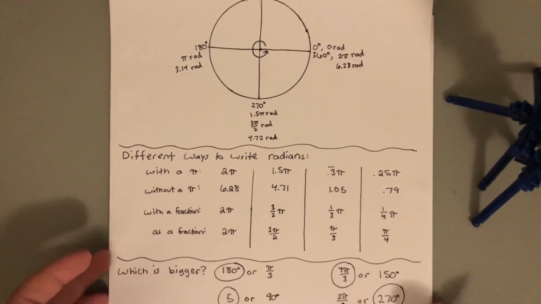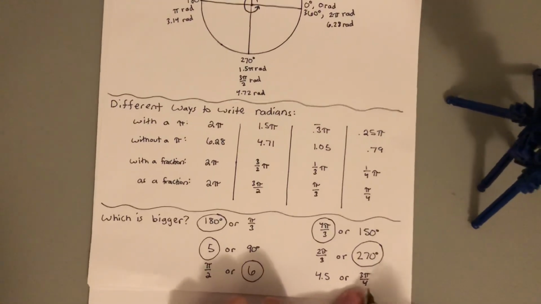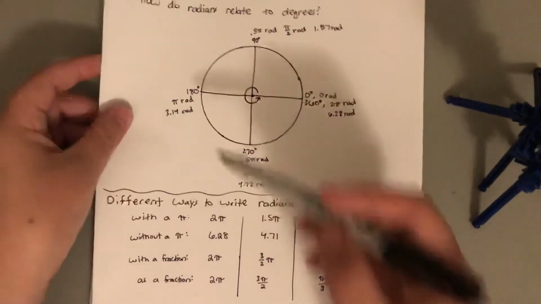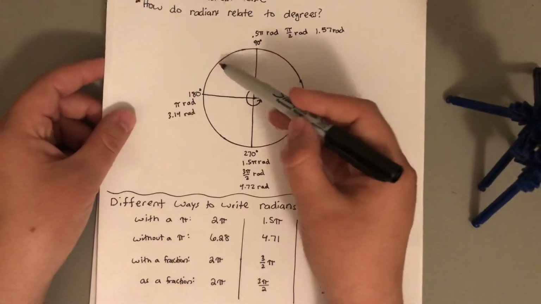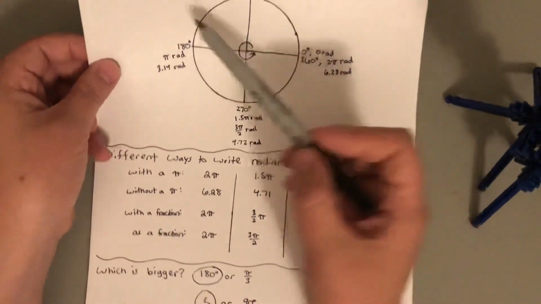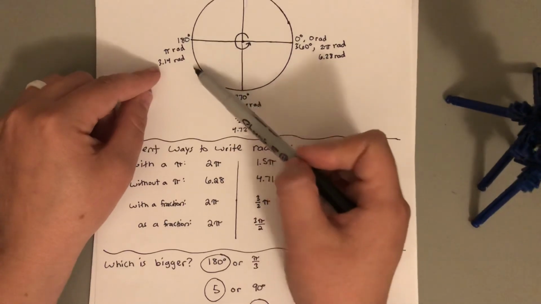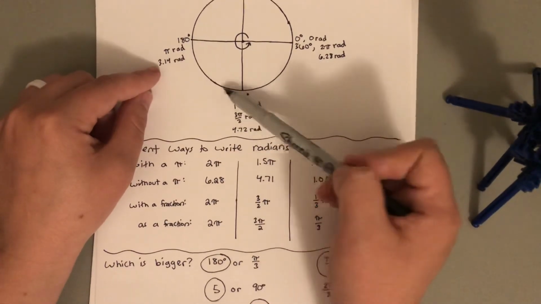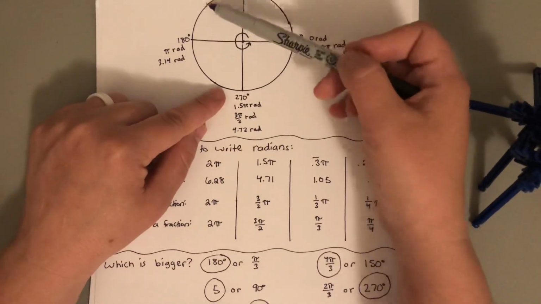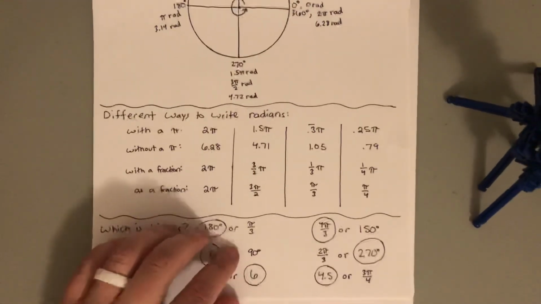Now the last one, we have 3 pi over 4. So 3/4 pi is less than 1 pi. So that's going to be before the 180 degree mark. So somewhere over here. 4.5 is going to be more than that because 1 pi is 3.14. So 4.5 is going to be somewhere down here. So between 4.5 and less than a pi, 4.5 is going to be bigger.